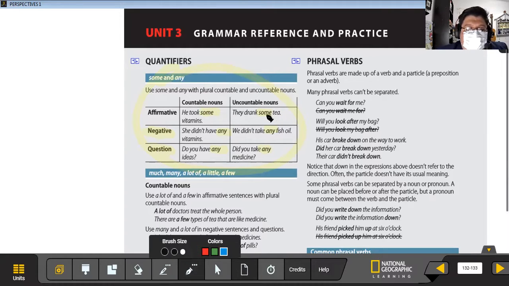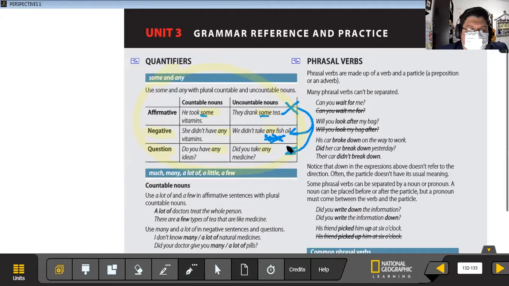Keep in mind that some cannot be used with negatives or questions. You cannot put, they didn't take some fish. You cannot put, did you take some medicine? No. It's, did you take any medicine? With questions, sometimes we can use some, but I recommend that you use any more than some. But keep that in mind. That is some.